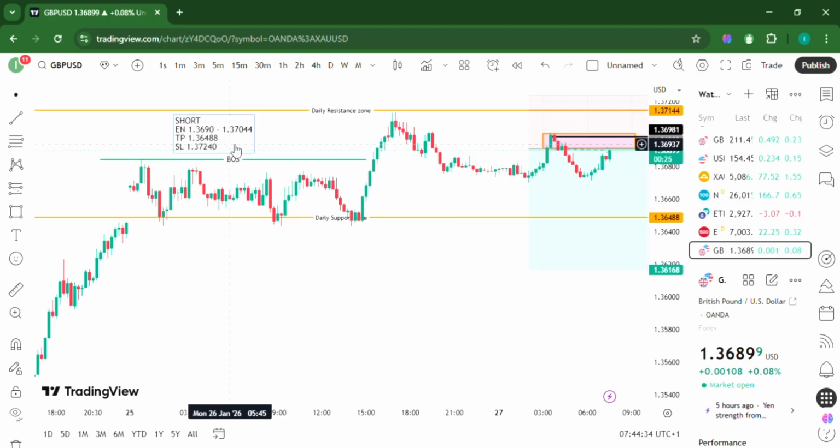Remember, risk management is key. Don't risk more than 1 to 2% of your account size on this trade. And this trade is strictly on confirmation before we take it.